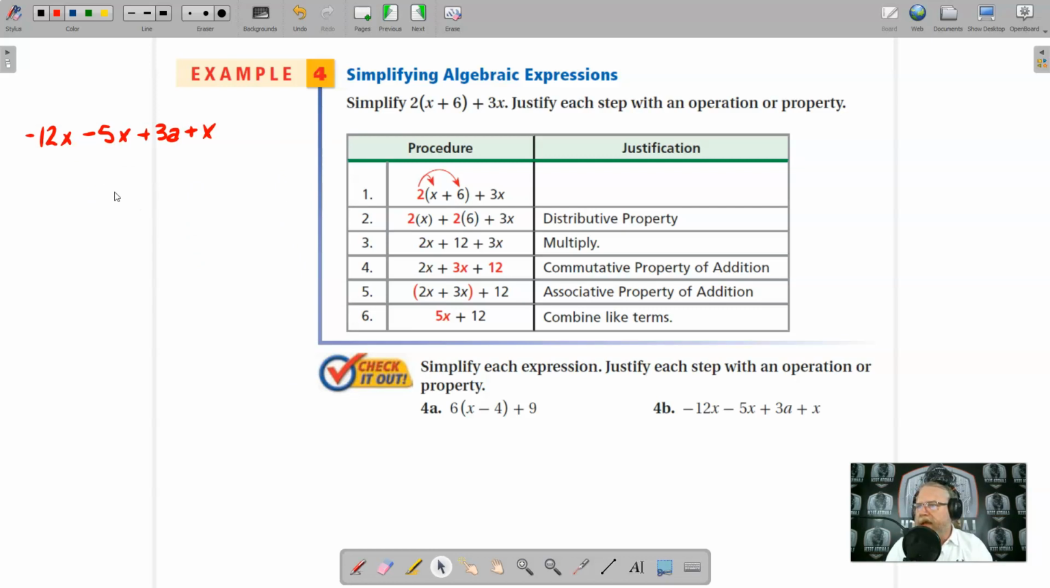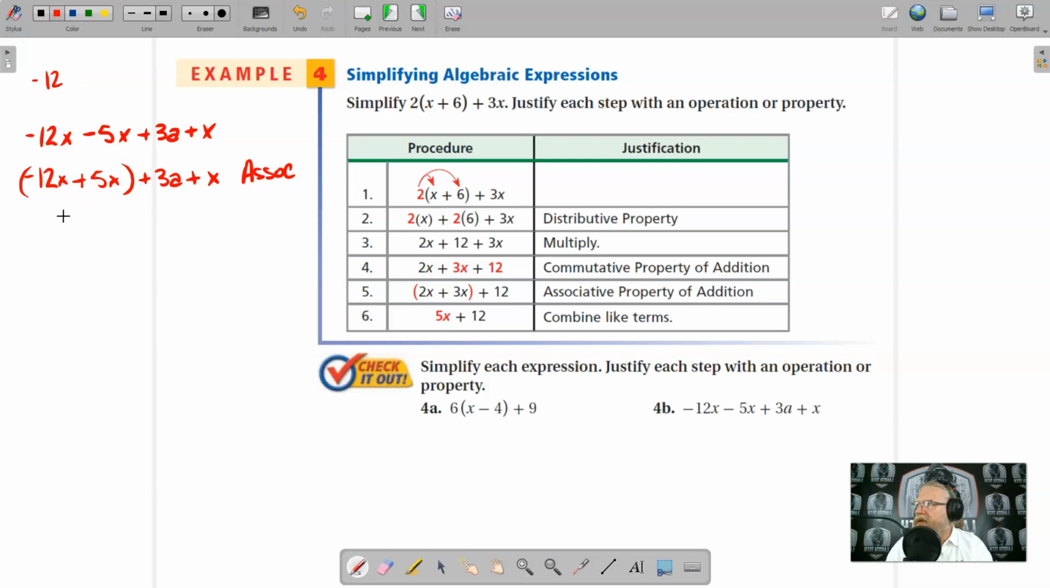So I'm thinking that, first of all, I might want to go ahead and group. It means I have to rewrite all this. Negative 12x plus 5x. We're going to group these, and we'll bring down the plus 3a and the plus x. And this was grouping, so this is the associative property. Next, we're going to go ahead and add these together, right? Negative 12 plus 5. Negative 12 plus 5 is the same as negative 12.